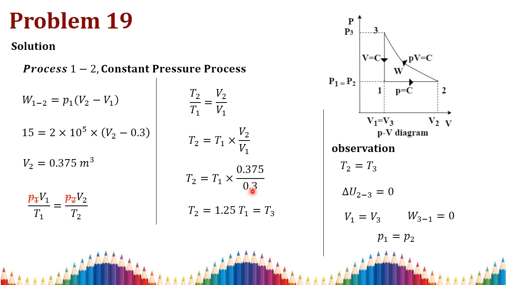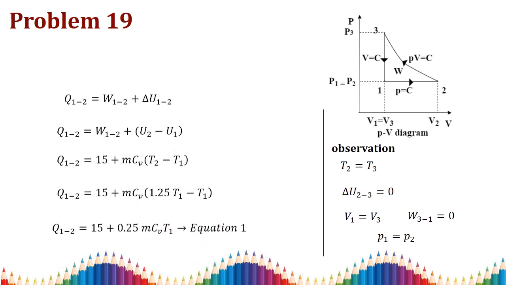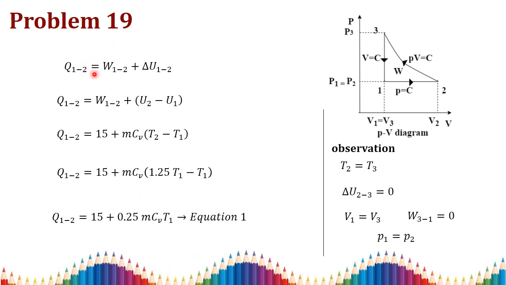Then Q of 1 to 2 is work done of 1 to 2 plus delta U of 1 to 2. This delta U of 1 to 2 can be written as U2 minus U1, and this U2 minus U1 can be written as mCv into (T2 minus T1). Here you substitute the T2 value as 1.25 T1, but we have no possibility to find T1, so keep the equation as Q of 1 2 equals 15 plus 0.25 mCv T1. Consider this as equation 1, and keep it as it is.